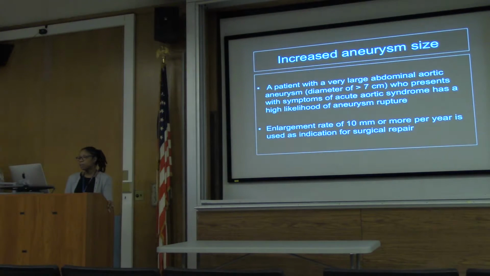In terms of aneurysmal size, if the aneurysm is enlarging by more than 10 millimeters per year, that's used as an indication for surgical repair. If you have a patient with a very large abdominal aortic aneurysm presenting with symptoms of acute aortic syndrome like chest pain, then this patient most likely is coming in with a rupture.